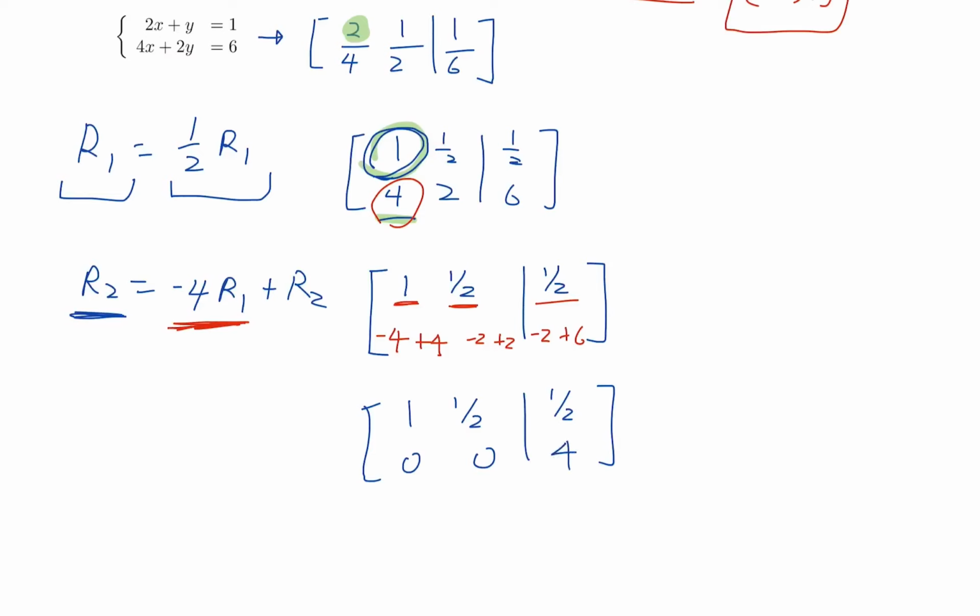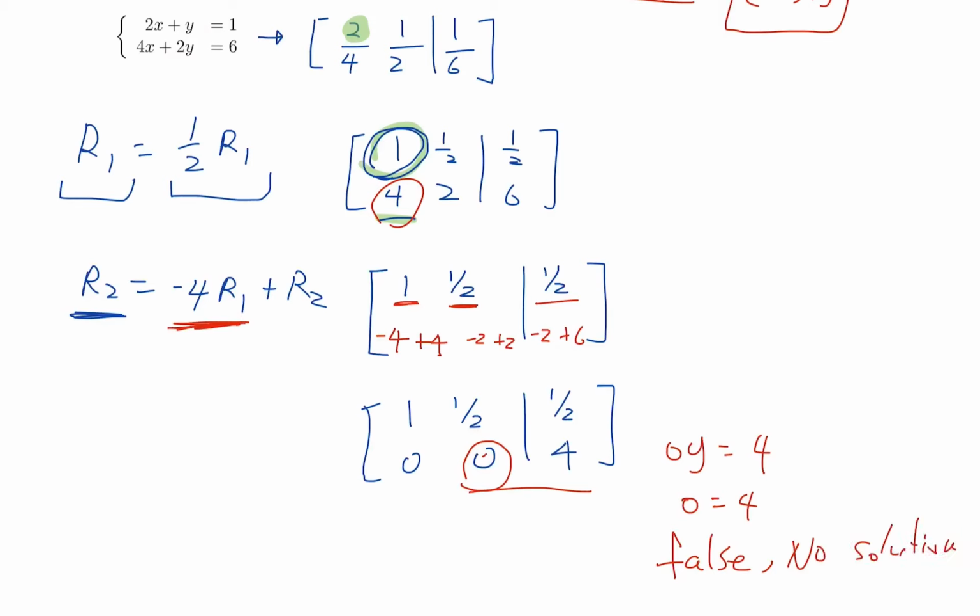Now here, we want to have 1, but it tells us 0, right? So this tells us that 0y equals 4, which is claiming that 0 equals 4. But 0 is never equal to 4, right? So this is actually false. So this equation actually happens to have no solution. Okay. So this has no solution because this is saying that 0y equals 4.